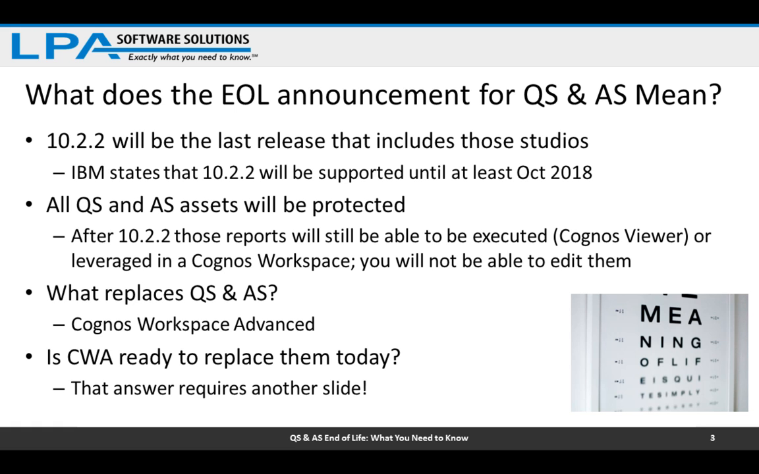In other words, you won't be able to launch a studio when you click on it today, right? When you click on a Query Studio report to run it today, it opens it in Query Studio. Similarly with Analysis Studio. In a subsequent release, when you click on it, it will run it in a viewer. And you could also leverage it in Workspace, but you won't be able to edit it via those studios after this release. So what is going to replace Query and Analysis Studio?